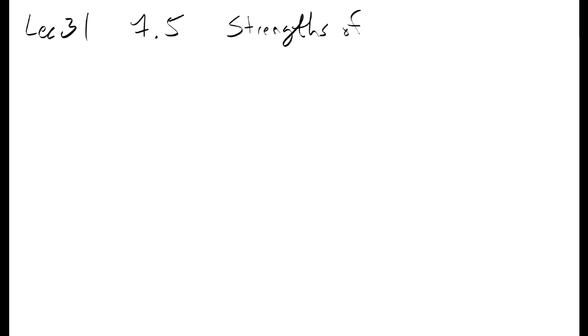All right. Welcome to Lecture 31. It's Chapter 7, Part 5. We're going to talk about the strengths of different bonds.